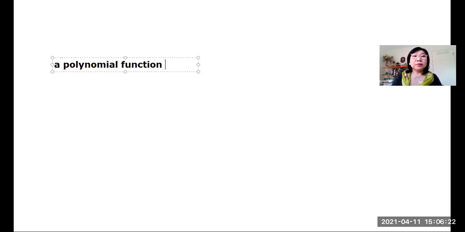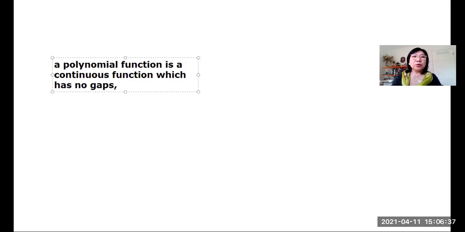So let me talk about the polynomial function. First of all, let's see what the polynomial function looks like. A polynomial function is a continuous function, which has no gap, no break, or no hole.